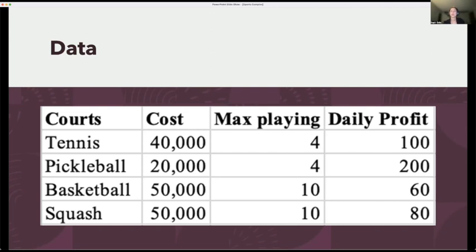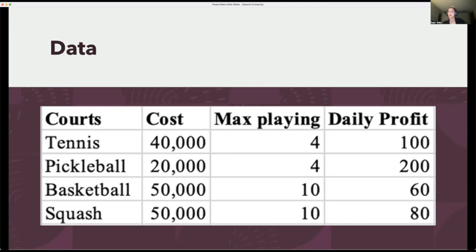The next column that you'll see is the max playing. This refers to the average maximum number of players that could play on each court at a time. For tennis, as you might know, there is a maximum of two on each side, so that'd be four. Same for pickleball. The maximum for basketball is 10. Squash, in my hypothetical, is also 10. Those are just the numbers that I wanted to go with, and I thought they would make sense for my model, and as you'll see, they do play a great role here.